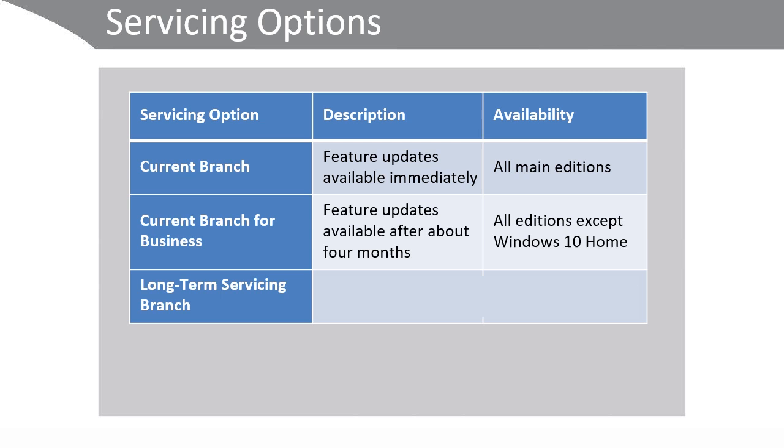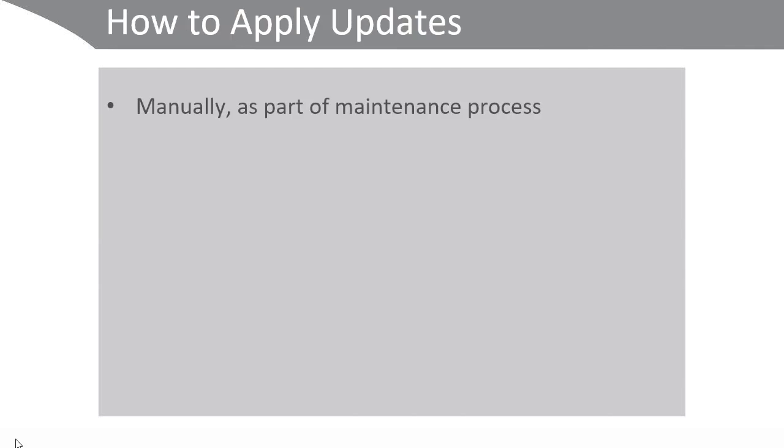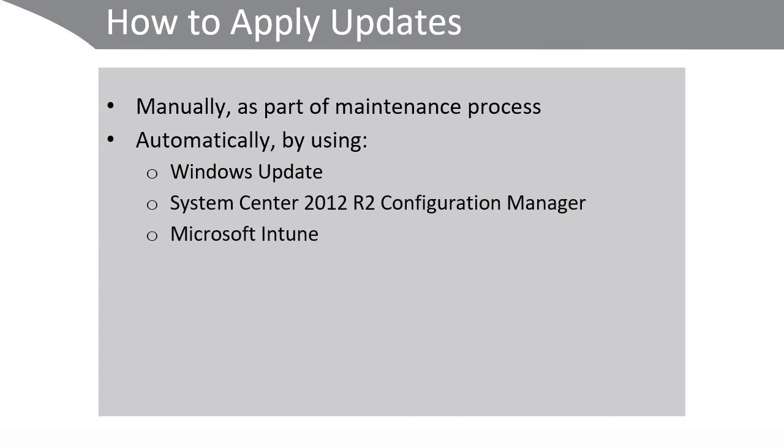The Long-Term Servicing Branch is a special version of Enterprise editions with minimal feature updating. This provides for a static, non-changing environment on Windows 10 for those organisations that require it for their application set. Note that Current Branch and Current Branch for Business are now replaced by Semi-Annual Channel and Semi-Annual Channel Targeted in the latest edition of Windows 10 1709. You can apply updates manually as part of a maintenance process, or automatically by using Windows Update, the default behaviour, System Center Configuration Manager, or Microsoft Intune.